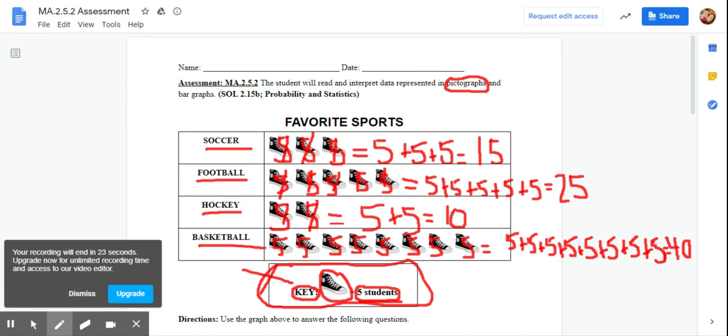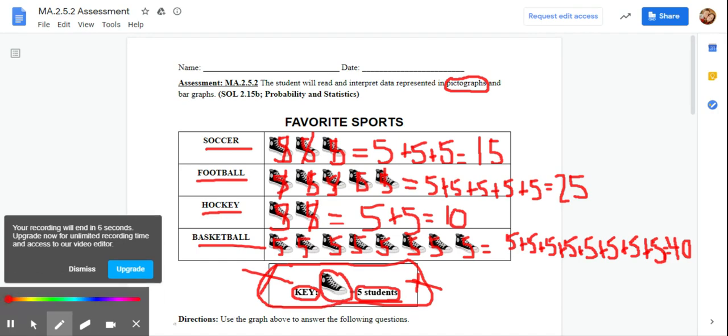So boys and girls, there you have it. With a pictograph, remember the most important part is to look at that key. If there is a key, you will then know what picture and what numerical number goes along with that picture. I look forward to seeing what you guys do on the next slides.